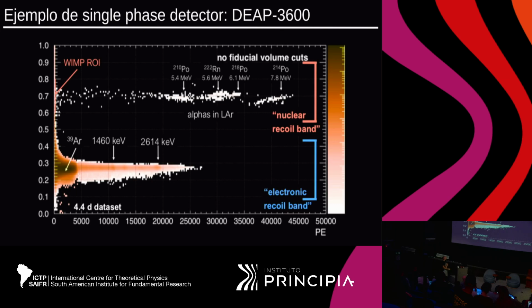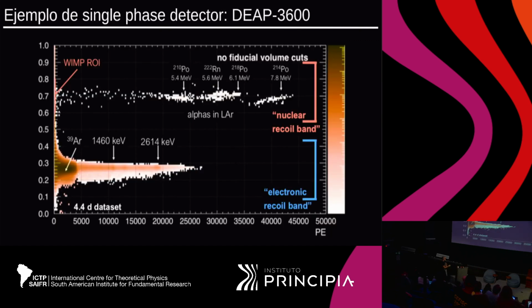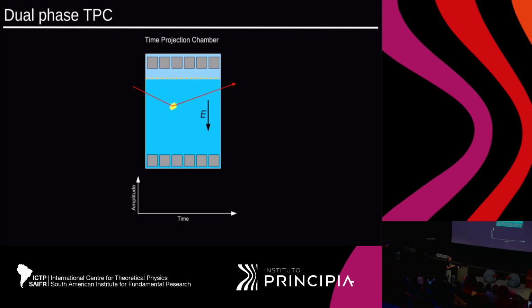Okay, so moving forward. This was the last slide for the single phase design for detectors. There is another design that has many advantages, and is the go-to technology for xenon detectors that essentially cannot really play this game for discriminating nuclear recoils and electron recoils, okay?